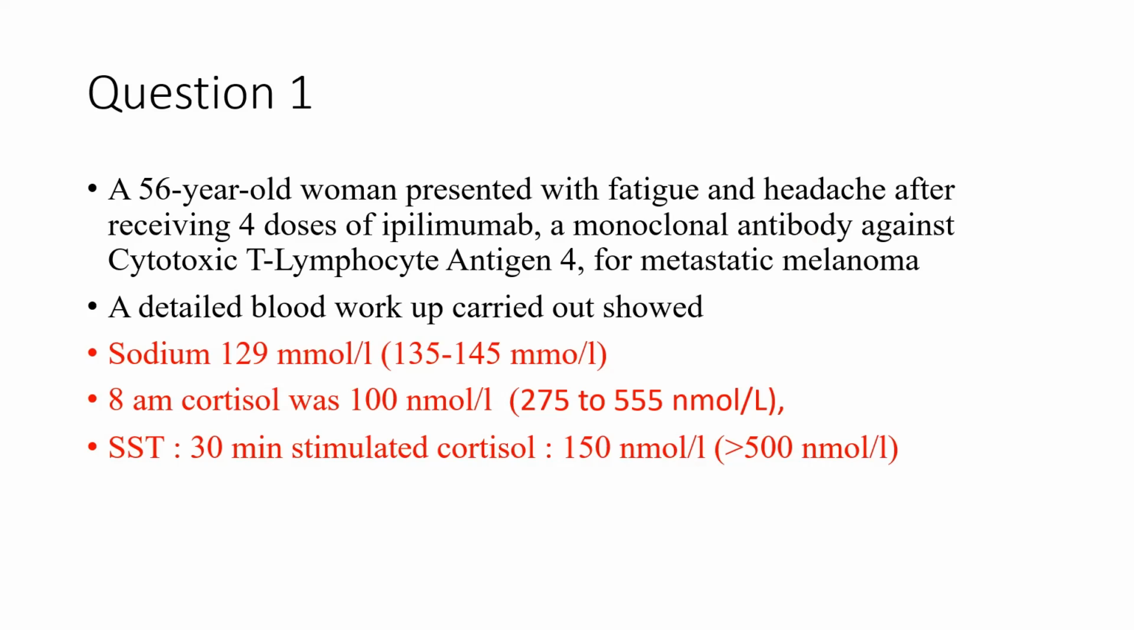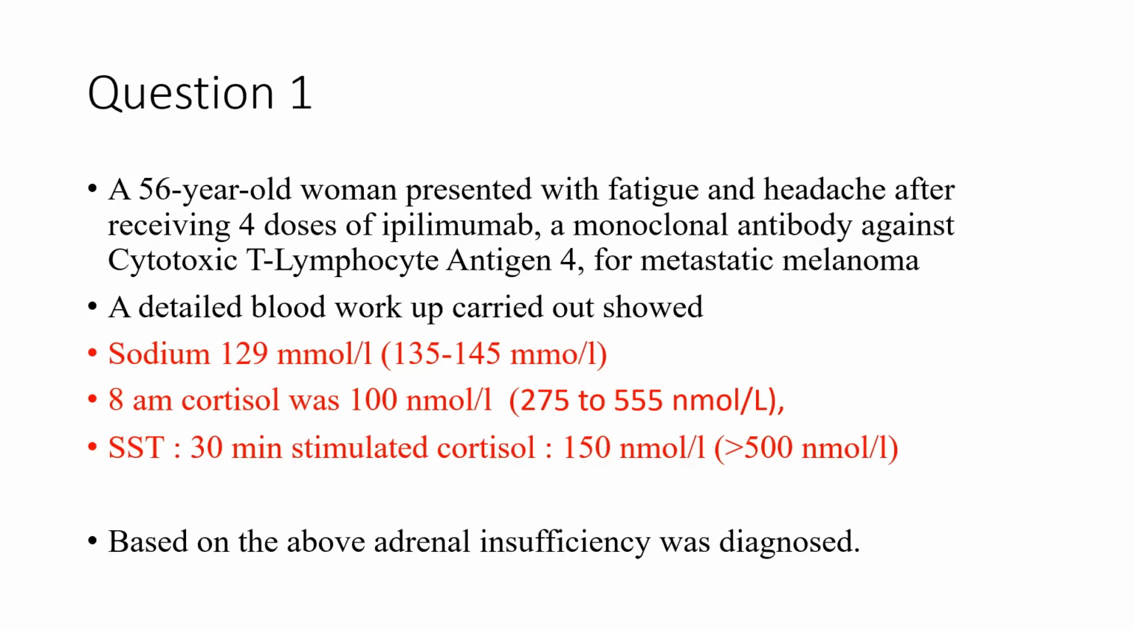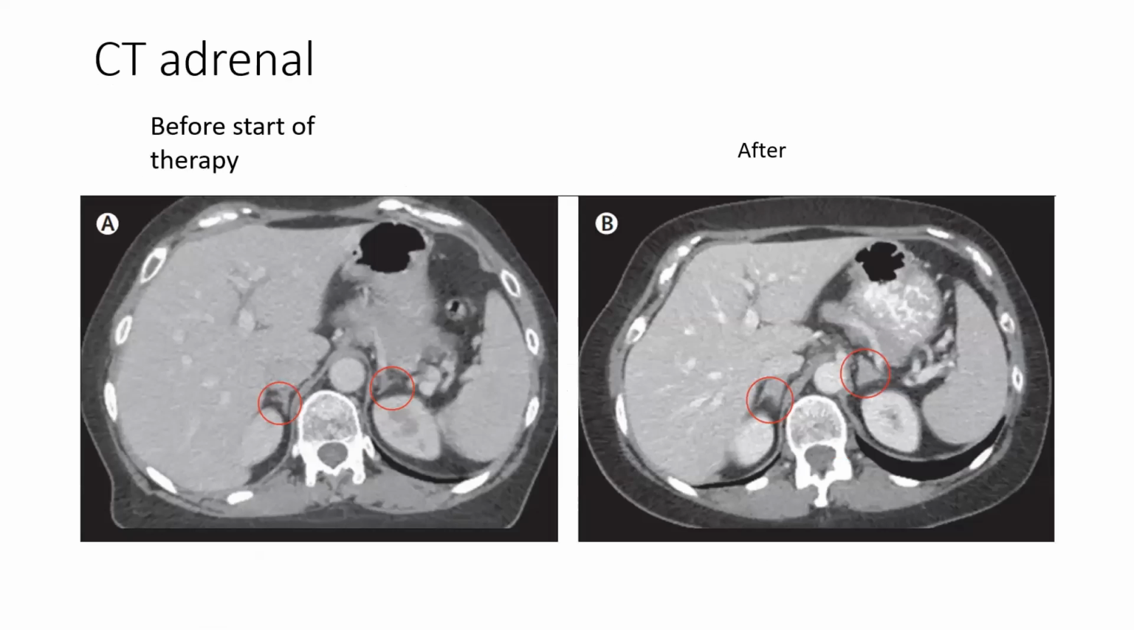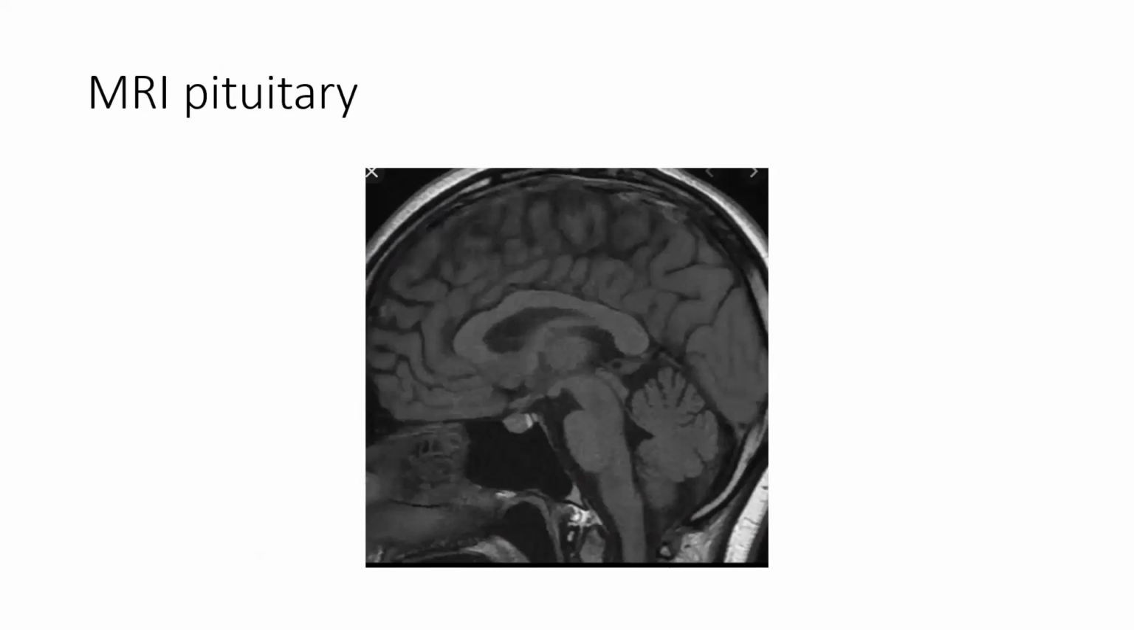So here we have signs and symptoms of fatigue and headache, and a workup showing hyponatremia, a low cortisol and a failed short Synacthen test. Let's move on to the question. So based on the above, adrenal insufficiency was diagnosed, which was pretty obvious from the question stem. Now, this is the CT appearance of the adrenals given. This is A before the start of the therapy and B after the start of the therapy. Let's move on to the next image in the question. An MRI pituitary was provided as well, and this is the MRI pituitary image.